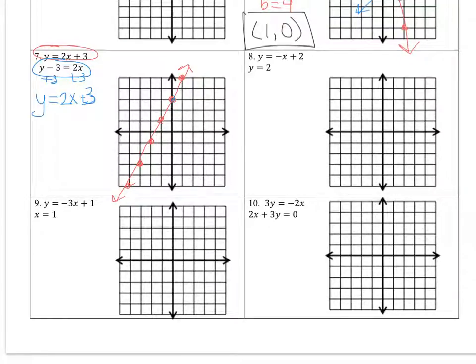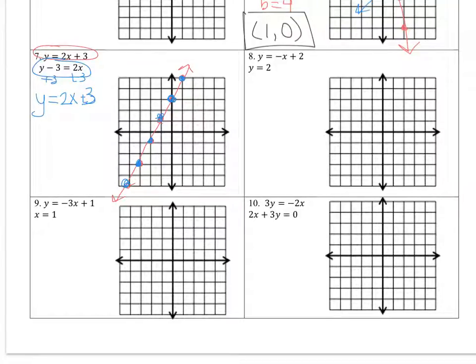So 1, 2, 3. Go up 2 over 1, down 2 over 1, down 2 over 1. So what do you notice? Notice it's the exact same line when I plot it. So when you're graphing two equations on a coordinate plane, what are you looking for? Well, you're looking for where the lines intersect. Where do these lines intersect?